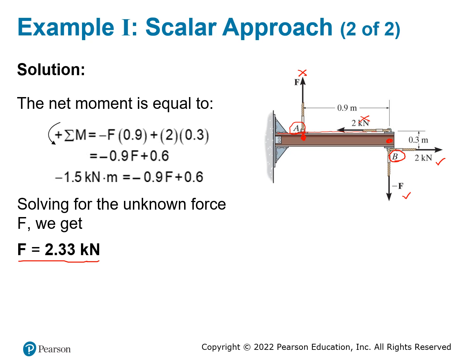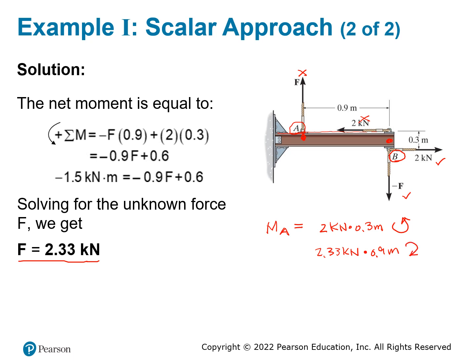And how much moment will be created by this is going to be 2000 Newton times 0.3 meter, and it's going to be in this direction. And this force here, the negative F, is going to create a clockwise moment, so it's going to be F, which is 2.33 thousand Newton, times the distance, which is 0.9. And this is going to be clockwise.